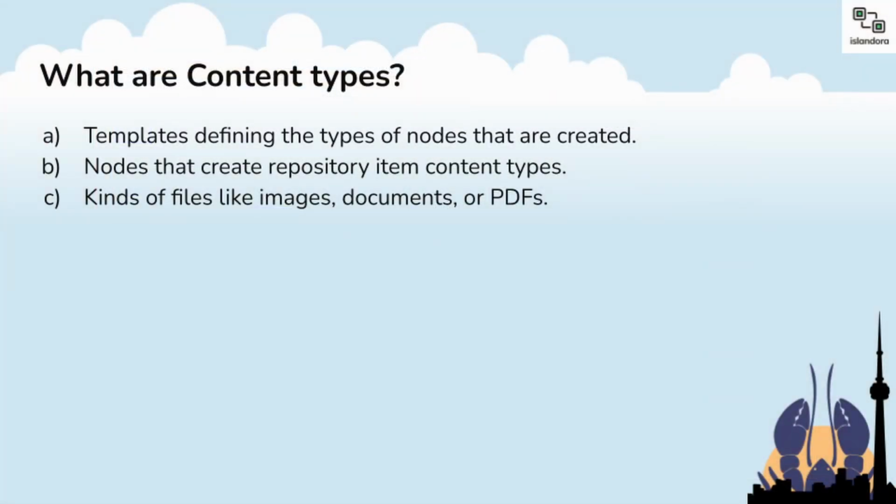Okay, I'm going to stop for a second. It's quiz time. What are content types? Are they templates defining the types of nodes that are created, nodes that create repository item content types, or kinds of files like images, documents, or PDFs? A, B, or C?